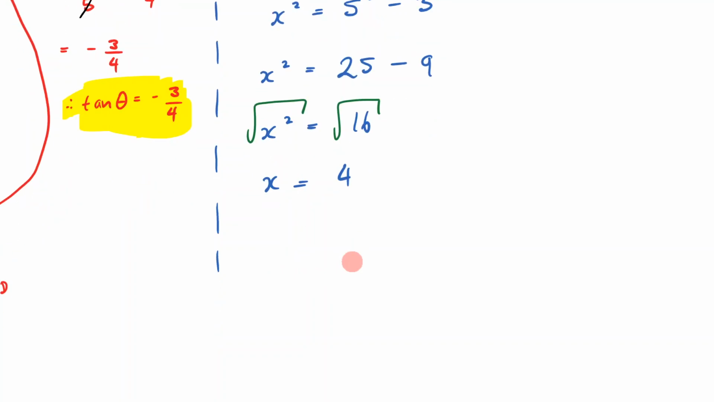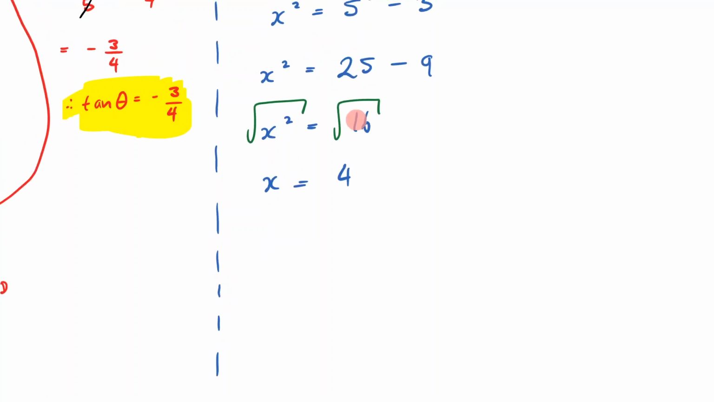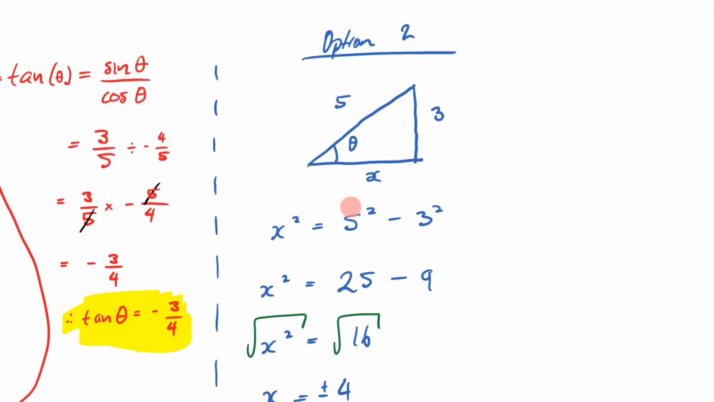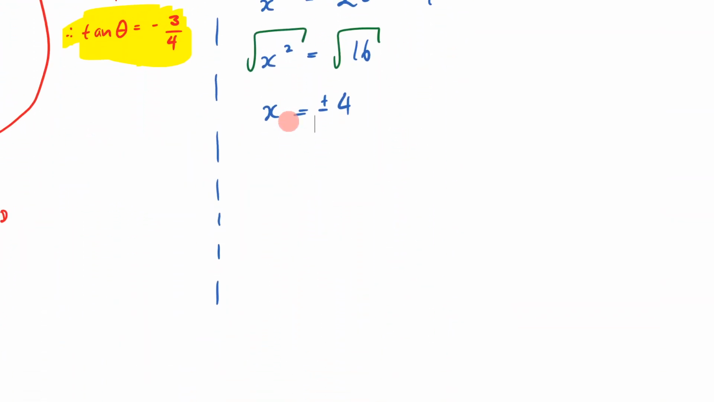Now, you need to determine whether or not this is going to be plus or minus 4, because remember, when you square root a number, you have to consider whether it's plus or minus 4. And this is the same logic as we used in the first part in figuring out that cos is negative because I'm in my second quadrant. So x is going to be equal to negative 4 because cos is negative in quad 2. So you still need to know that.